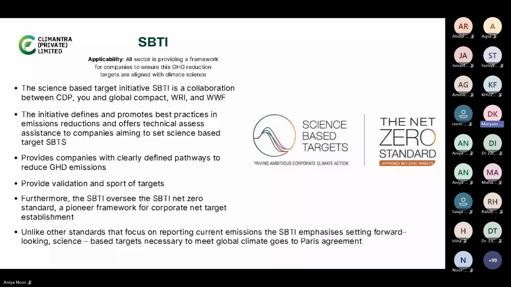Then it provides validation. SBTi also oversees the SBTi net zero targets. It's a pioneer framework for corporate sectors that are trying to move towards net zero.